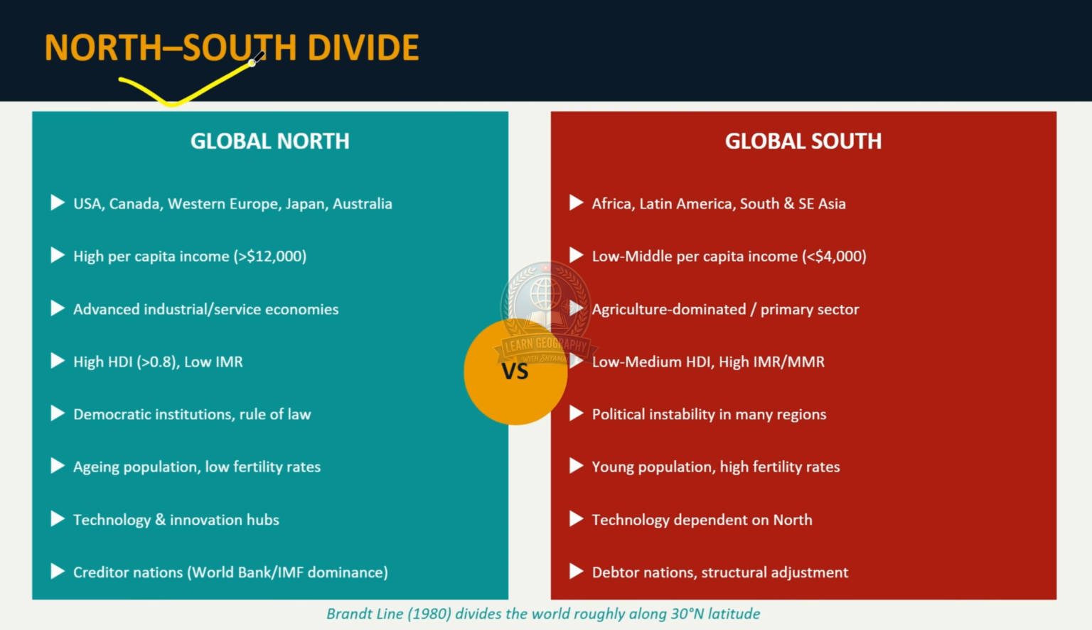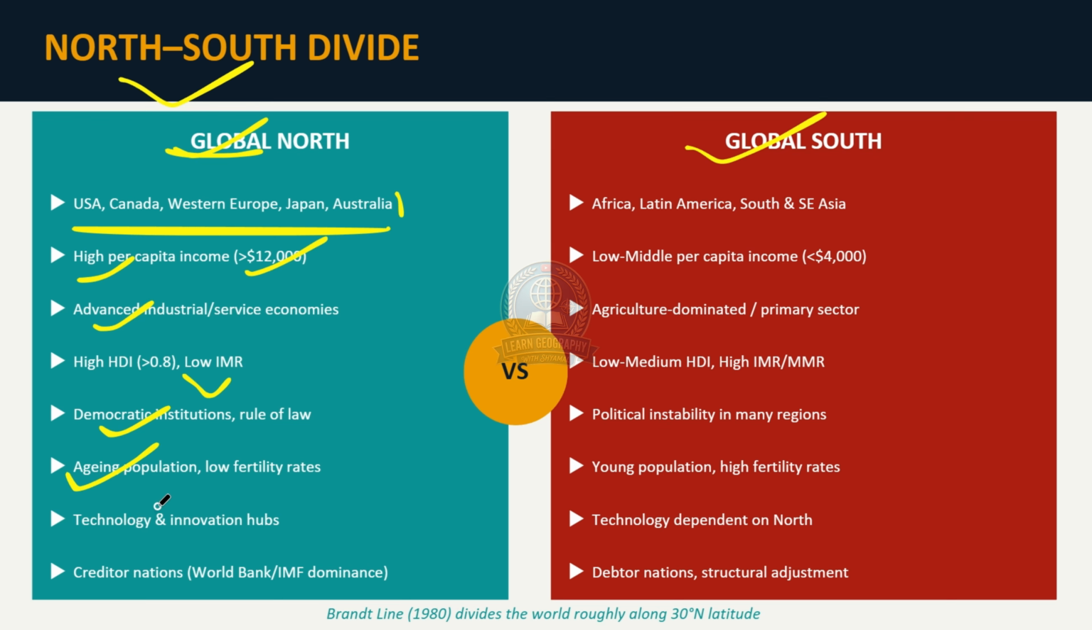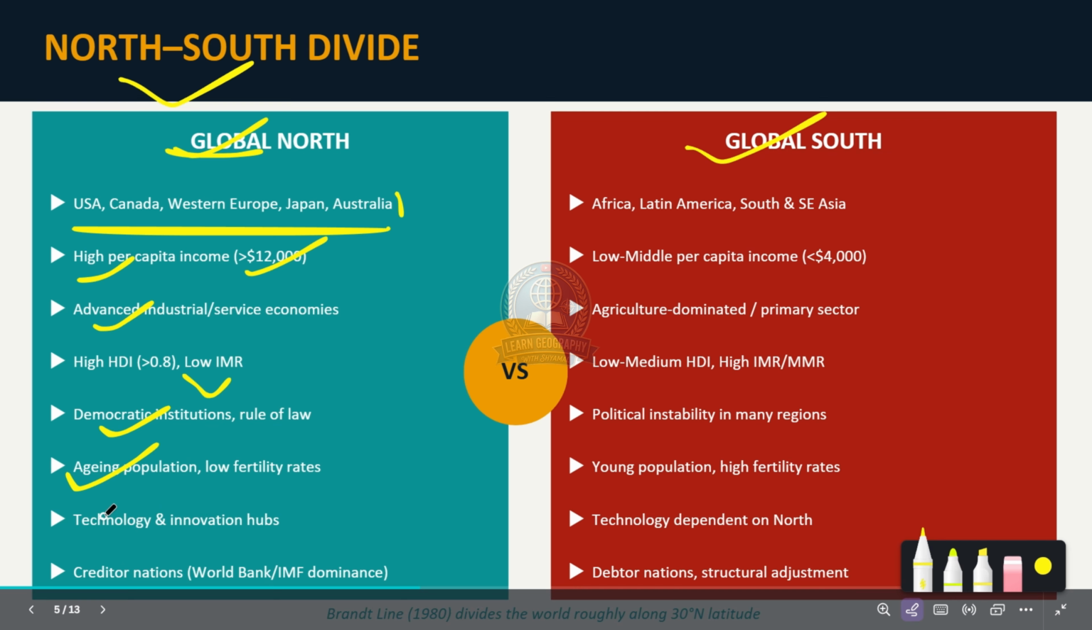Okay, now the North-South divide, Global North and Global South. Global North: USA, Canada, Western Europe, Japan, and Australia are some leading countries. They have high per capita income, more or less US dollar 12,000. They have advanced industrial and service economies, high Human Development Index, more than 0.8, low IMR (infant mortality rate), democratic institutions, rule of law, aging population, and low fertility rates. There is a large aging population in the Global North. The Global North is a technological and innovation hub. They are creditor nations, with World Bank and IMF (International Monetary Fund) dominance.